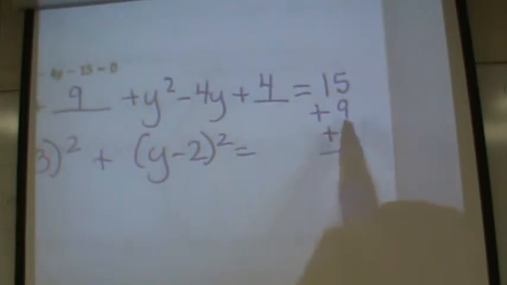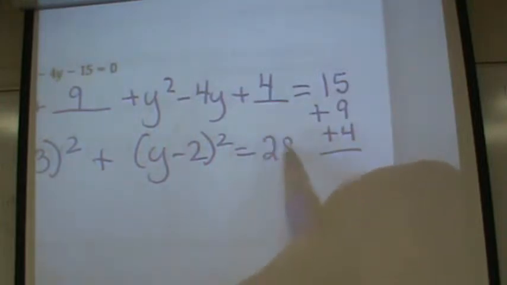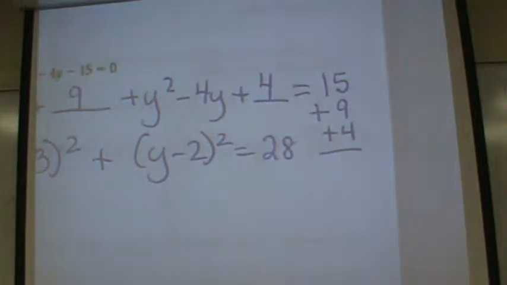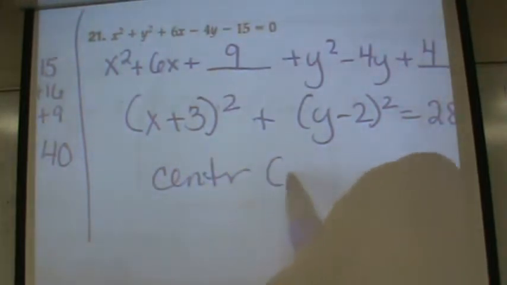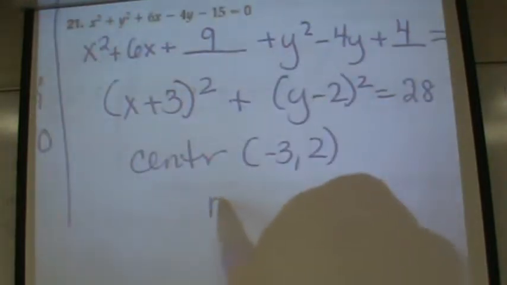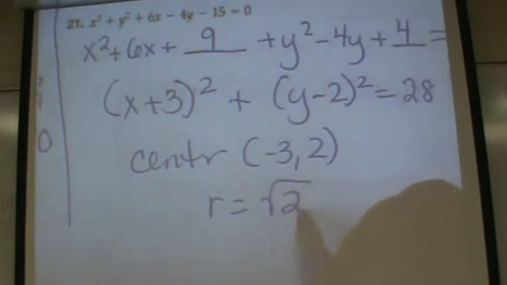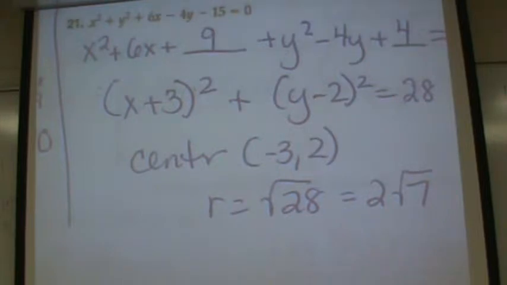And add these up. What do you get? 9 and 9 is 18, 28. Did I add that right? Yes. Okay, so what's the center? Negative 2. And what's the radius? 2 root 7. Good job. And the last one.